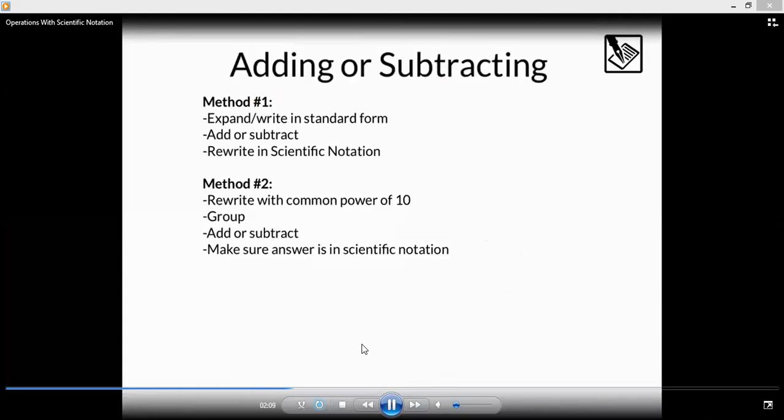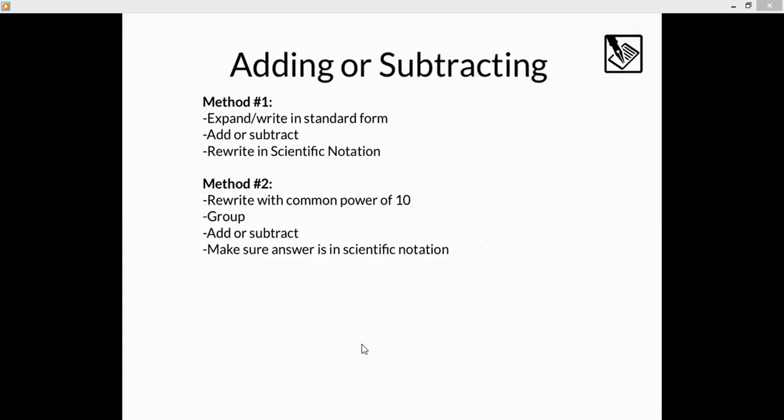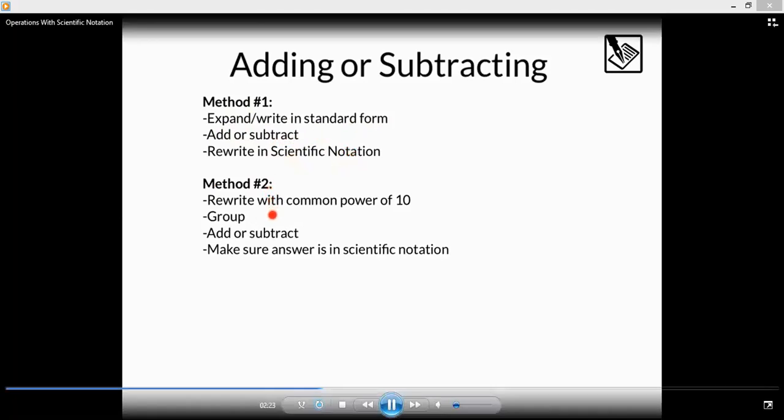We will move to the next part, which is adding or subtracting. We have two different methods. The first method: expand, write in standard form, add or subtract, and rewrite in scientific notation. We can expand the number and write it in standard form, which means I'm going to remove the powers of 10 and change it into zeros. We will add or subtract, and then rewrite again in scientific notation.